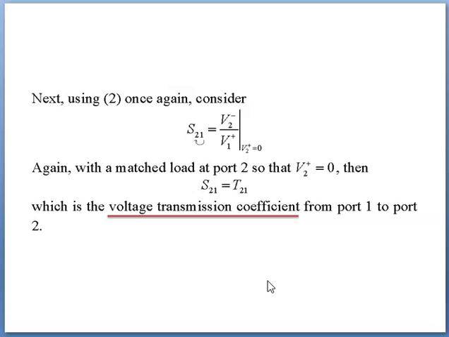Next, we're trying to find S21. So S21 is equal to the voltage at port 2 minus over the voltage at port 1 plus, where V2 plus is equal to 0. Again, with a matched load at port 2, so that V2 plus is equal to 0, meaning there is no reflection at all, then S21 would be equal to T21, which is the voltage transmission coefficient from port 1 to port 2.